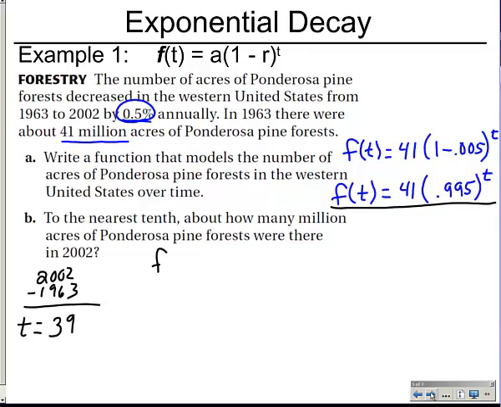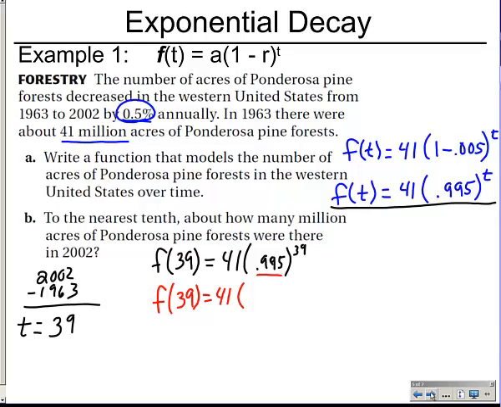So we have f(39) is equal to 41 times 0.995 to the 39th power. And each time I multiply 0.995 by itself, and I'm going to do it 39 times, the numbers get smaller and smaller and smaller. So on the next level, we'll have f(39) equals 41 times, and 0.995 to the 39th power comes out to 0.8224.